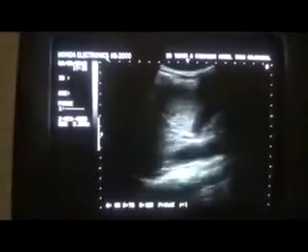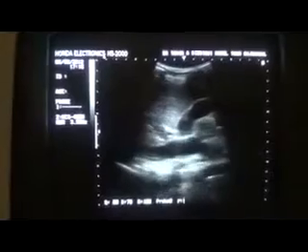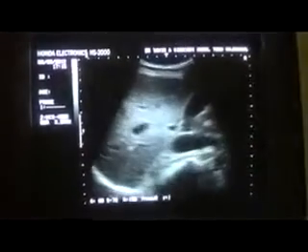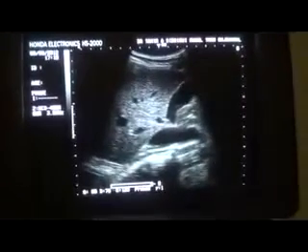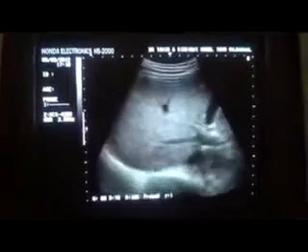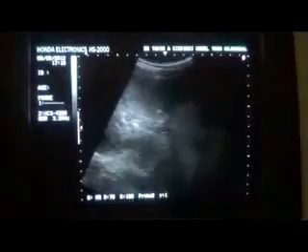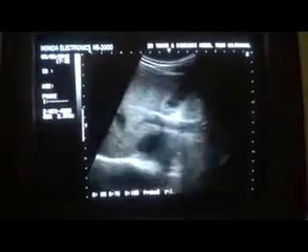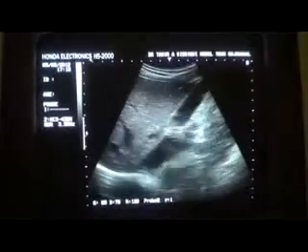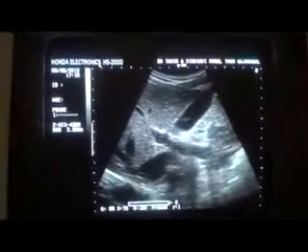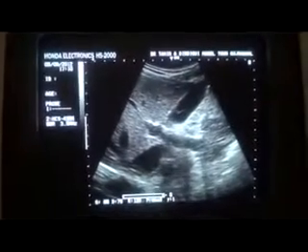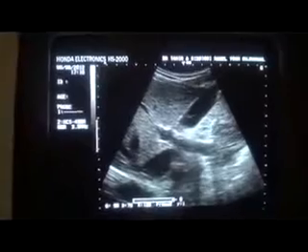Now, this is one way. Most of the times you get the gallbladder in this way in total. If you don't, then there is a trick: you place the probe below the costal margin. Ask the patient to take a deep breath and hold it, and now you can get the total gallbladder.